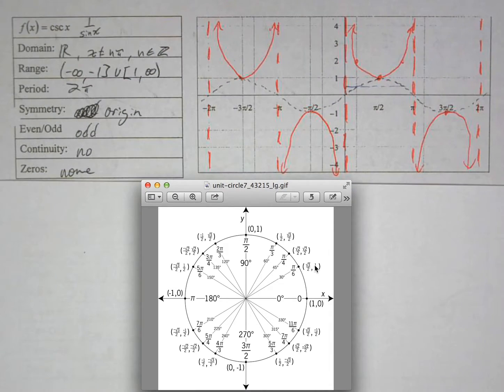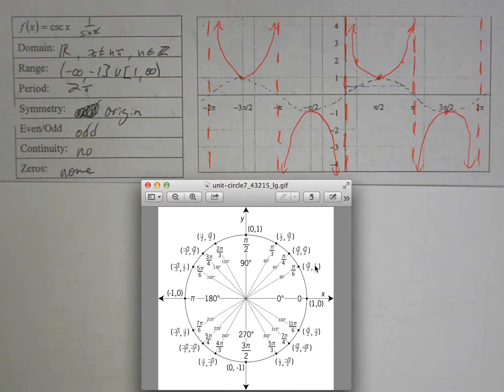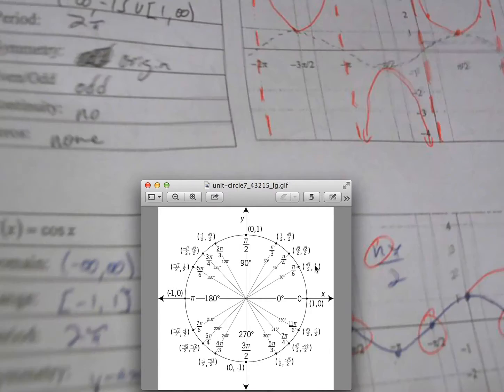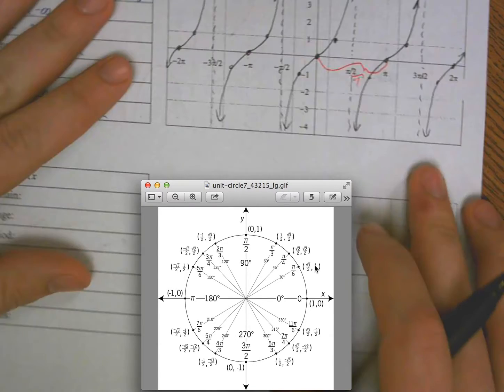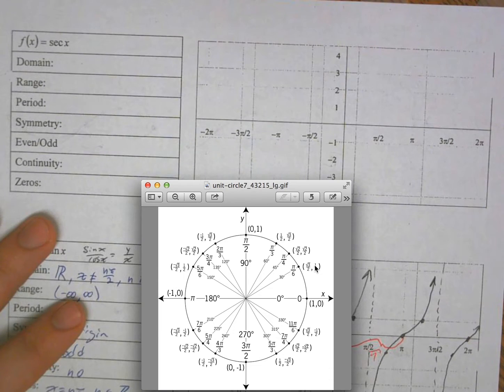Pause it if I wrote too fast. Remember that you guys can pause this, go back, rewind it, rememorize these things. We're almost there.